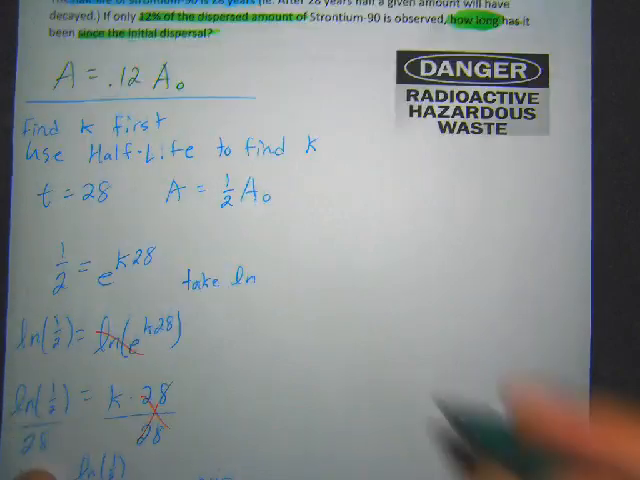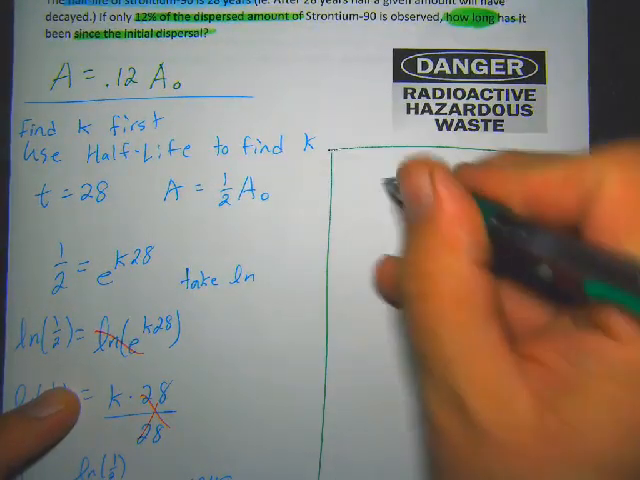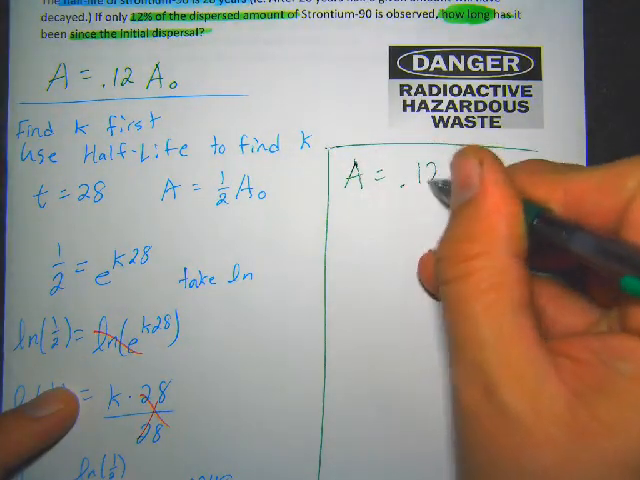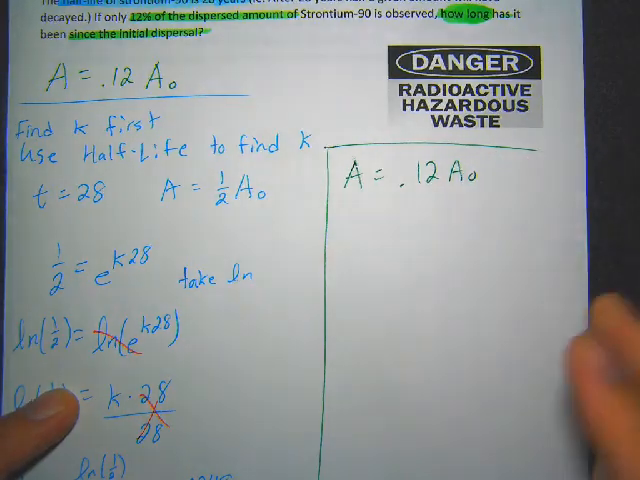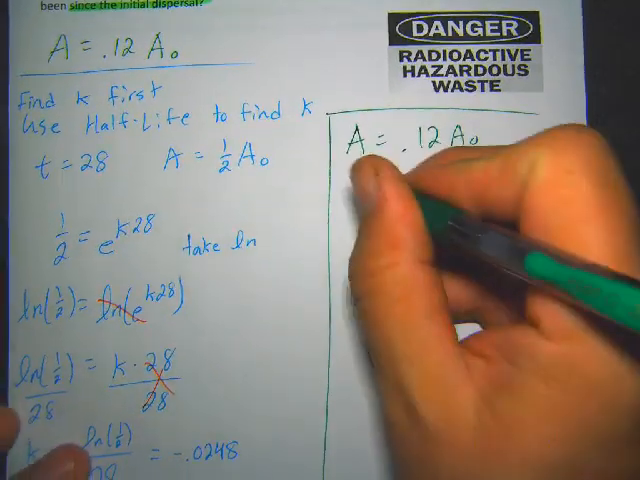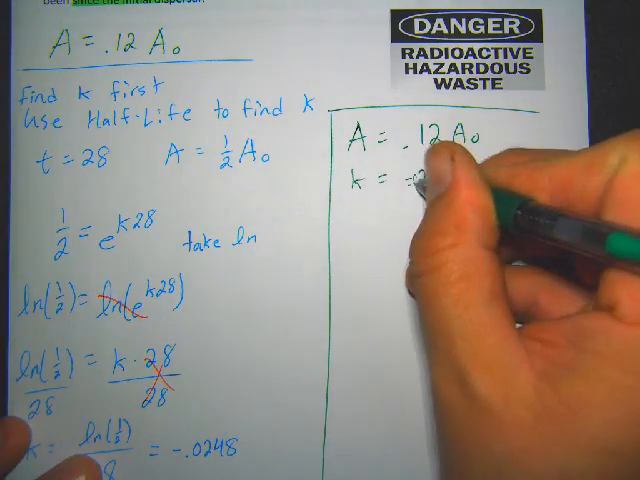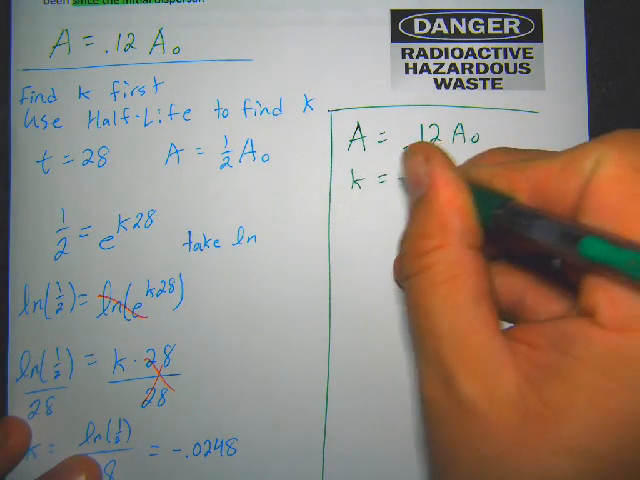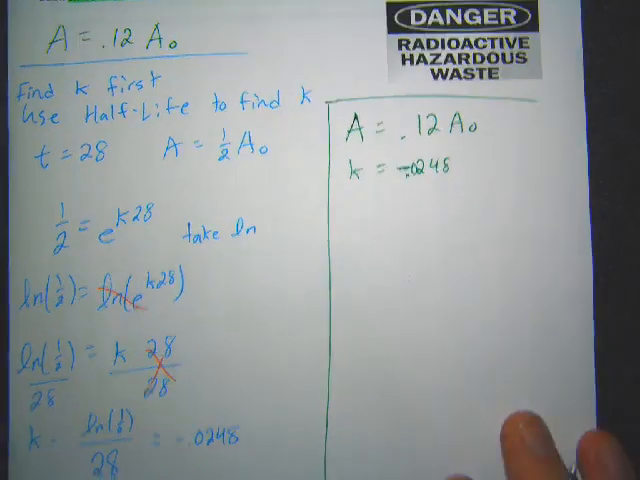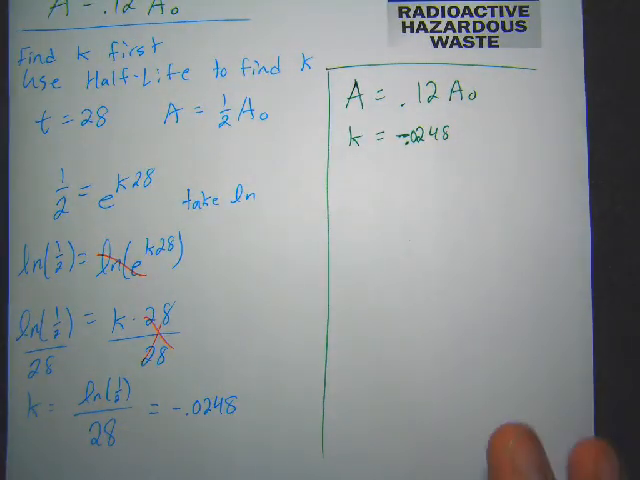So now I can go back to my original problem where we said the final amount is going to be 0.12 times the original amount. We're going to have 12% left at the end. And now we can use K that we found, because now we know that K is negative 0.0248. Now the nice thing about this radioactive decay and the K value, the growth decay rate, is that it does not change. So once you know what the decay rate is for strontium-90, that's always the decay rate for strontium-90. That does not change.